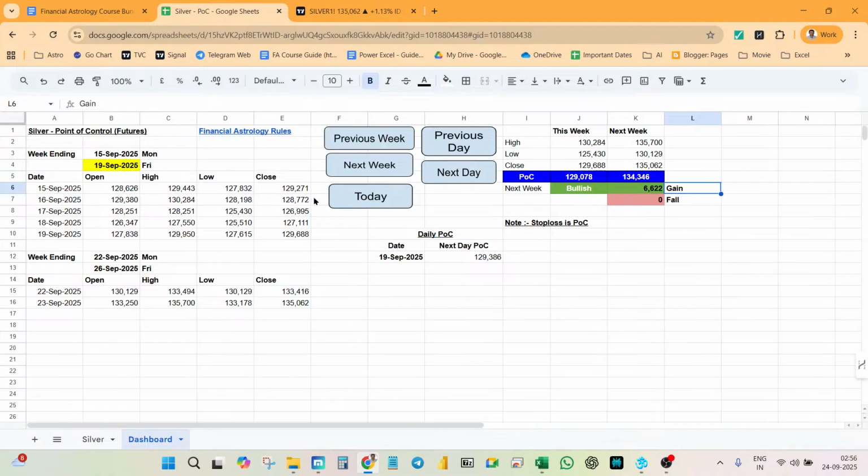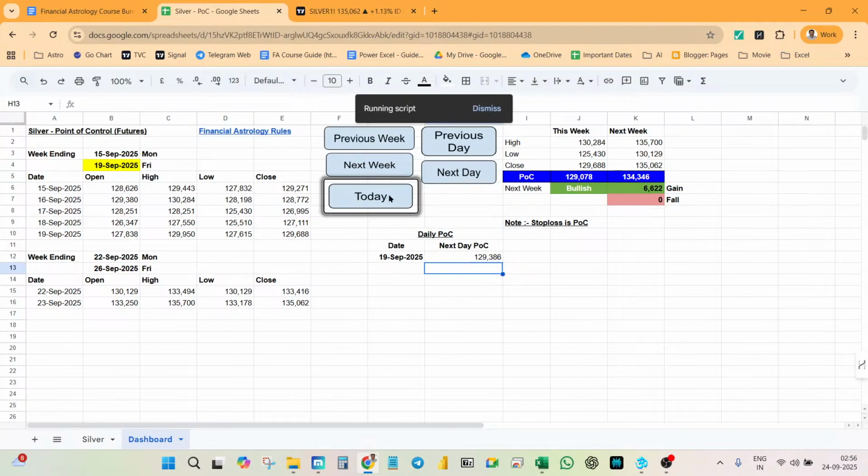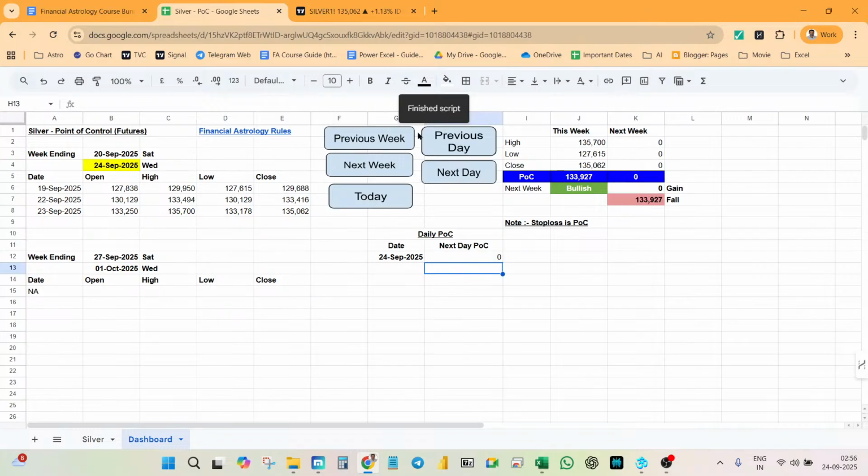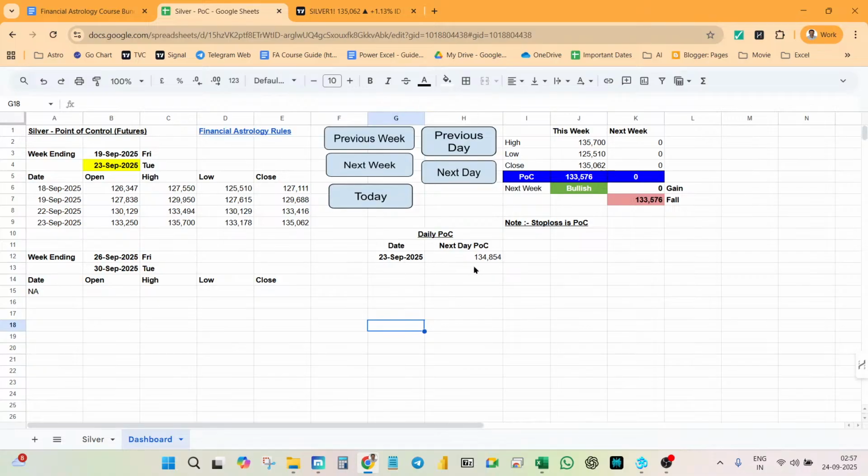Daily POC you can also see here. For example, when I click today and take the previous day, based on the levels for 23rd September, for tomorrow it will be 134.84. This is all futures price, it's not spot. Below 134.84 we should see a good movement on the downside. So definitely you should be bearish only once it goes below 134.84.